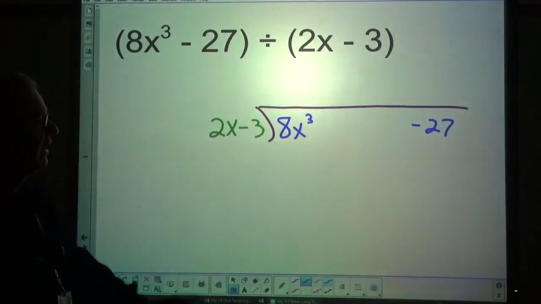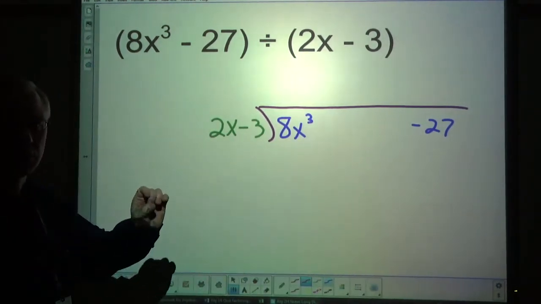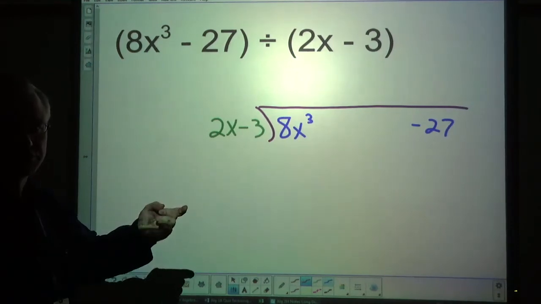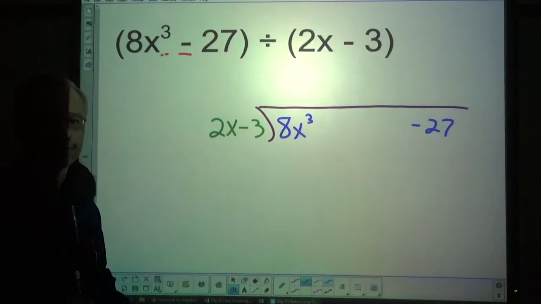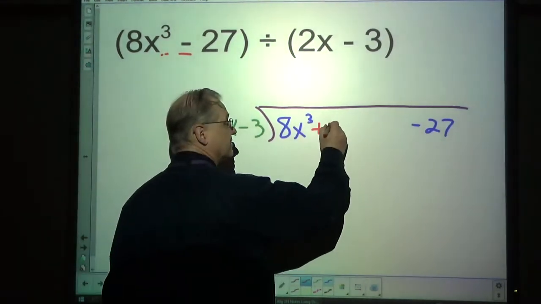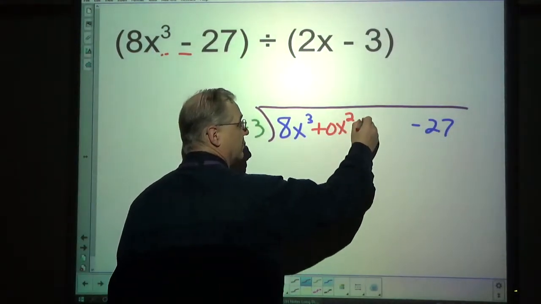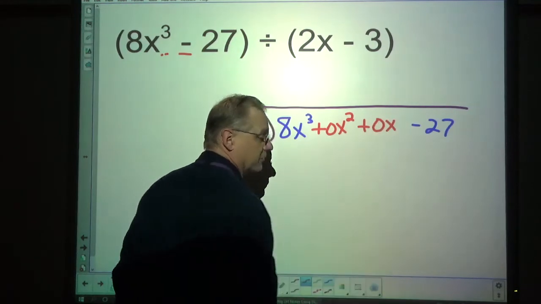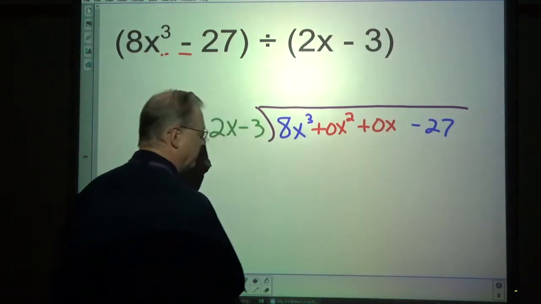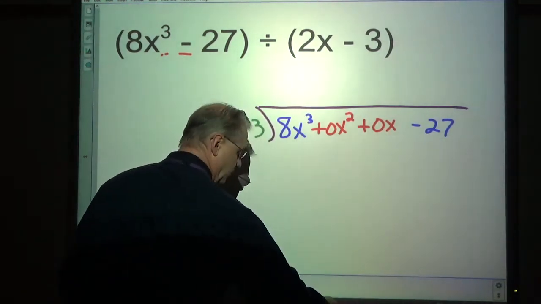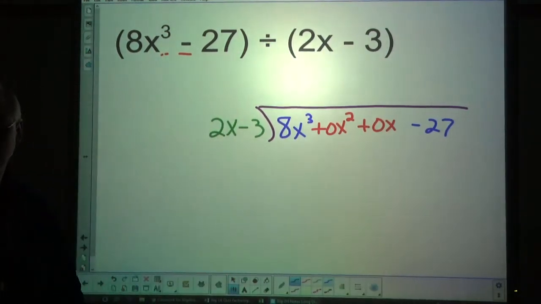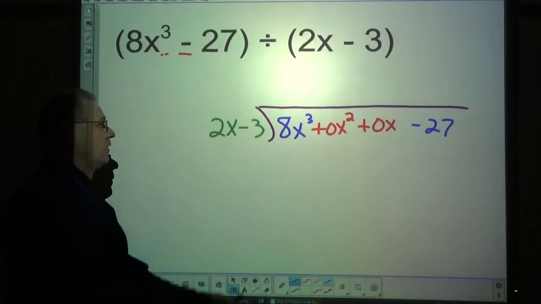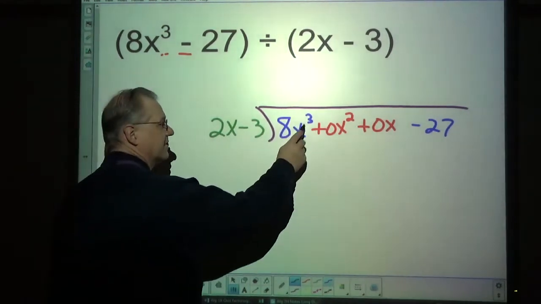Here's why. I'm going to put 0 value placeholders wherever there's a missing term in descending order here. So like I have 0x squared and 0x to the first. And you may ask yourself, why are you bothering to do that? That doesn't seem to help you at all. Give it a second. What times 2x gives me 8x to the third?